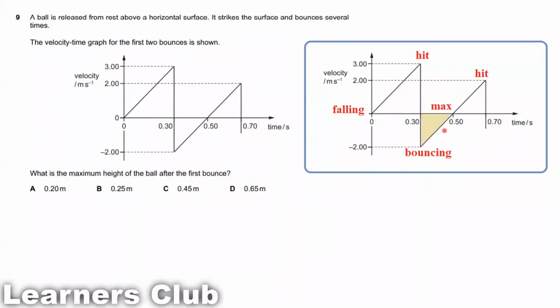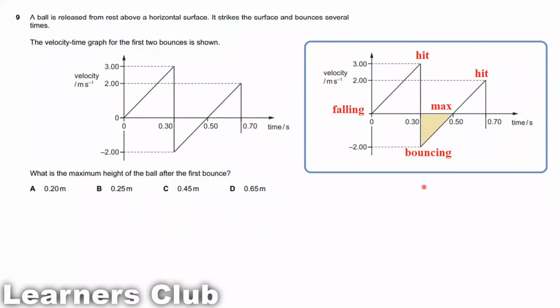Then it reaches a maximum height. When it reaches a maximum height, again the velocity will be 0. And then it comes down, again it hits the floor. But we need to know the maximum height of the ball after the first bounce. This is a velocity time graph. If you get the area of the velocity time graph, you will be getting the displacement. So in this case, from the bouncing to the part it reached the maximum height, this shaded region corresponds to the height reached after bouncing.